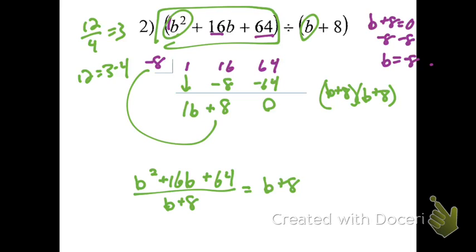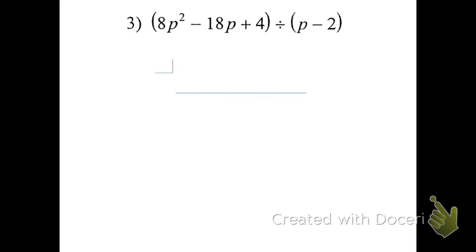All right, next one. What goes in the box? 2 goes there, because if I have p minus 2 equals 0, I add 2 to both sides, and that's what goes in the box. Whatever gives you the 0. Then I put my coefficients. So I start with 8, then negative 18, then a positive 4.